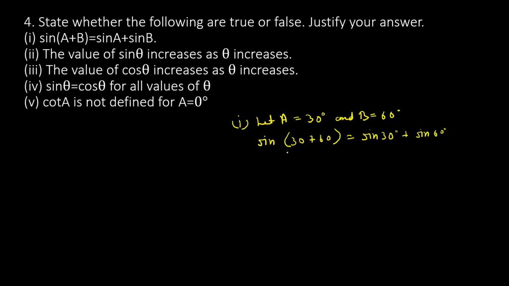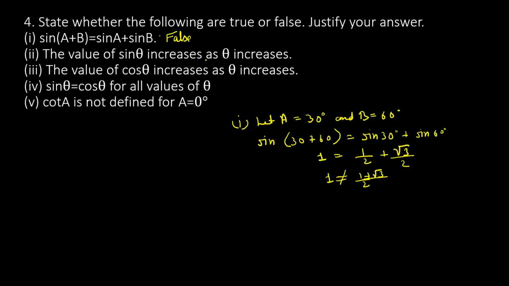Now we have to solve. So 60 plus 30 equal to 90. What is the value of sine 90? Sine 90 is 1. So 1 equal to sine 30, which is 1 by 2, plus root 3 by 2. So 1 equal to 1 by 2 plus root 3 by 2. These are not equal, so this statement is false.